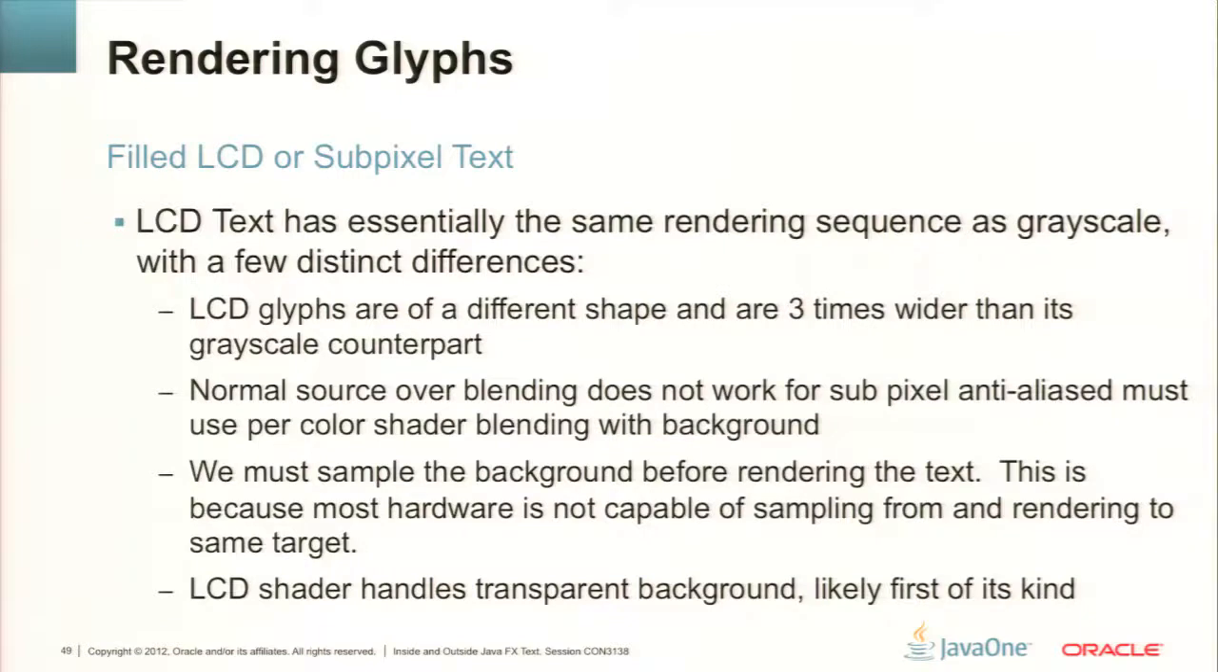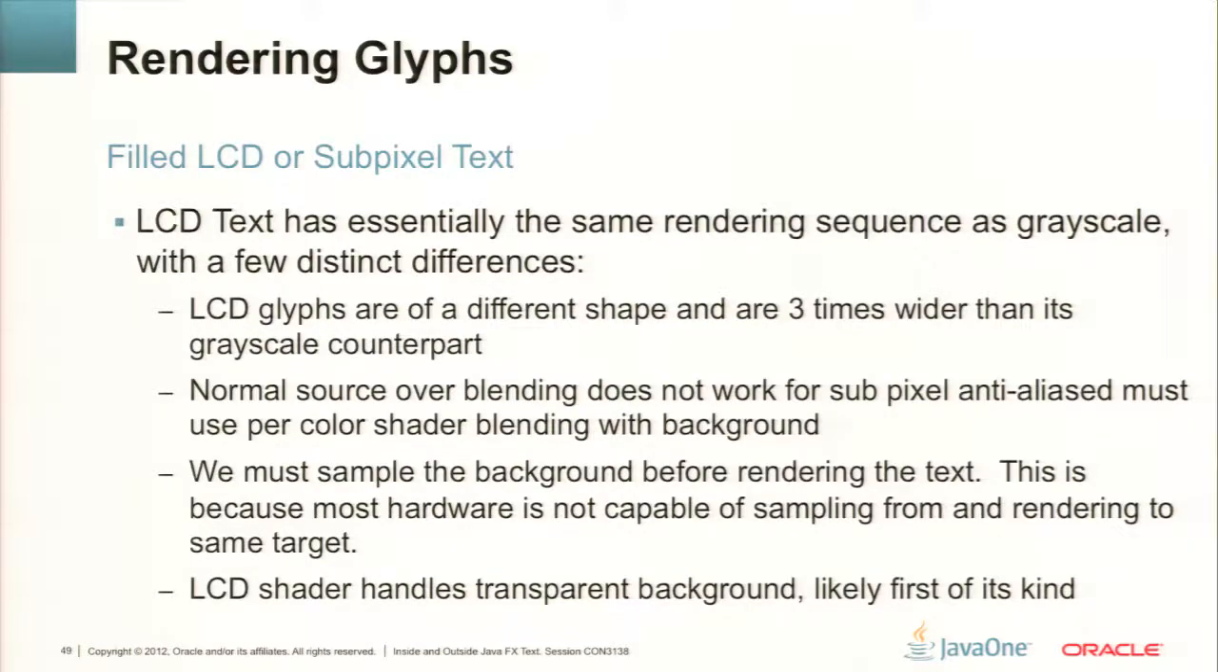So the normal source over blend mode doesn't work, so we have to do special math and a special shader to do the blending on a subpixel level, basically color level. And also, because the blending isn't supported, we need a copy of what we're going to be rendering into. And this has been annoying because most hardware today doesn't allow us to sample from and render to the same target. So we need a little copy.